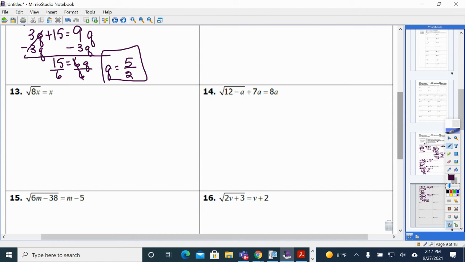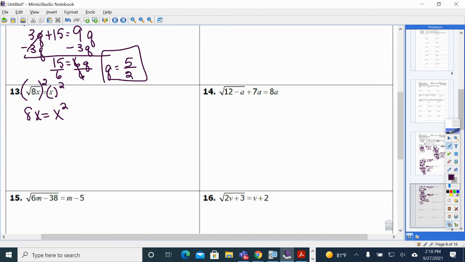And we have the square root of 8x is equal to x. The radical is already isolated. The index is a 2, so we're going to square both sides. And we get 8x is equal to x squared. Now, we just created a quadratic.